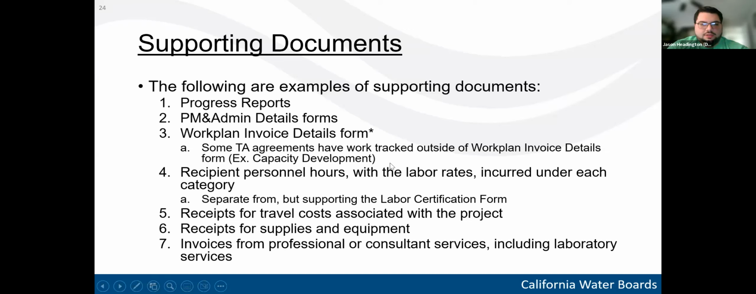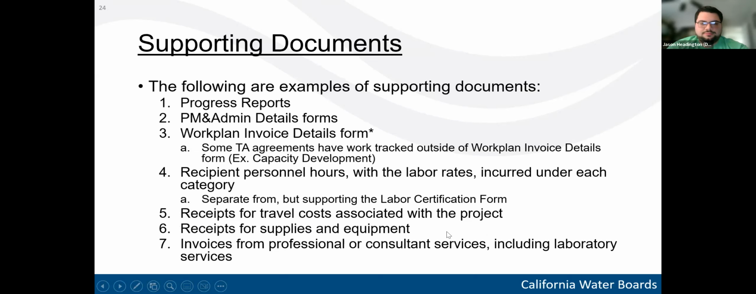And then fourth, you're going to include the labor certification form and any backup documentation you might need to support the numbers included on there. Five, any travel costs associated with the project, make sure you include receipts. Six, again, receipts for supplies and equipment for any of those costs being claimed. And then item seven is invoices for professional or consultant services, including laboratory services.